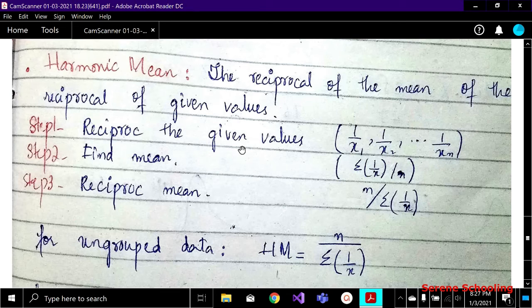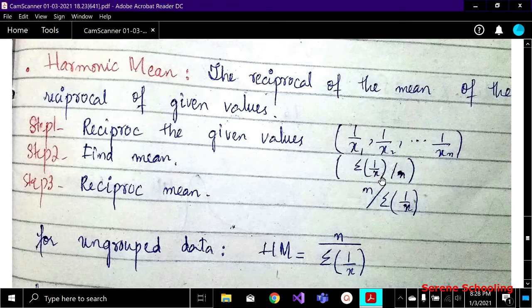Suppose we are given x, this is our data value. So we have to first take the reciprocal of the given values. That is, step number 1 is to reciprocate the given values. If you are given n number of values, you have to do 1 by x1, 1 by x2. This is the reciprocal of your values. Step number 2 is to find the mean of those reciprocal values and not of the original values.